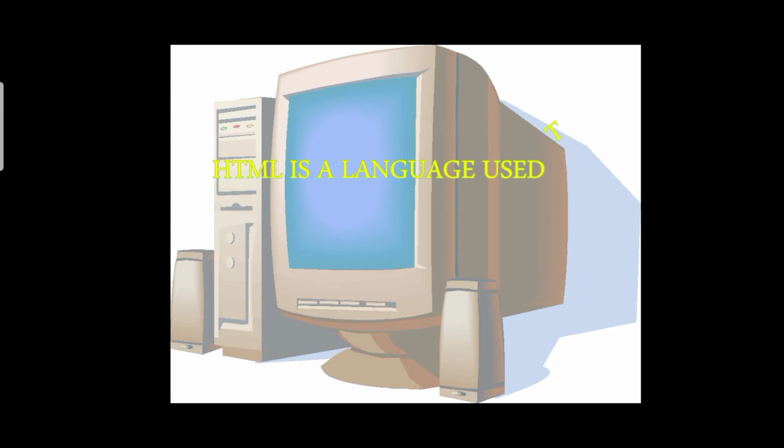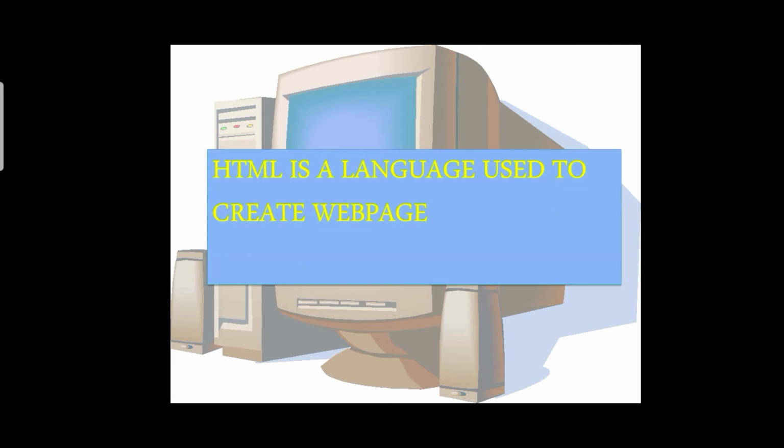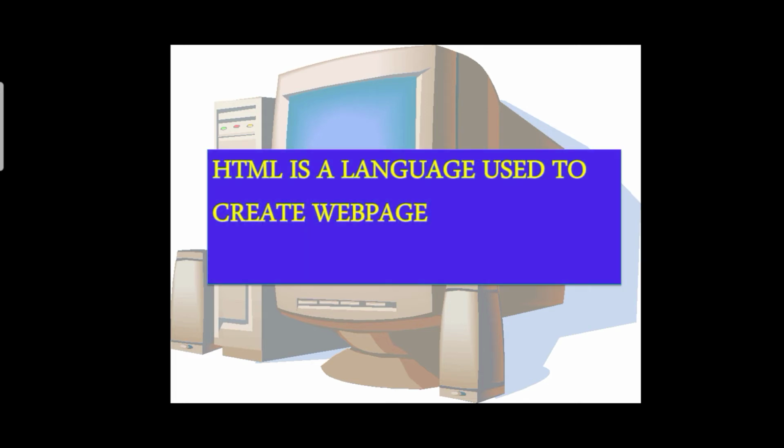HTML is a language used to create web page. So students, this is the definition. If we say what is HTML, it's basically a language which is used to create web page. Now what is web page? Web page, all of you know, you have an idea. It is an electronic page which we can find while surfing internet.